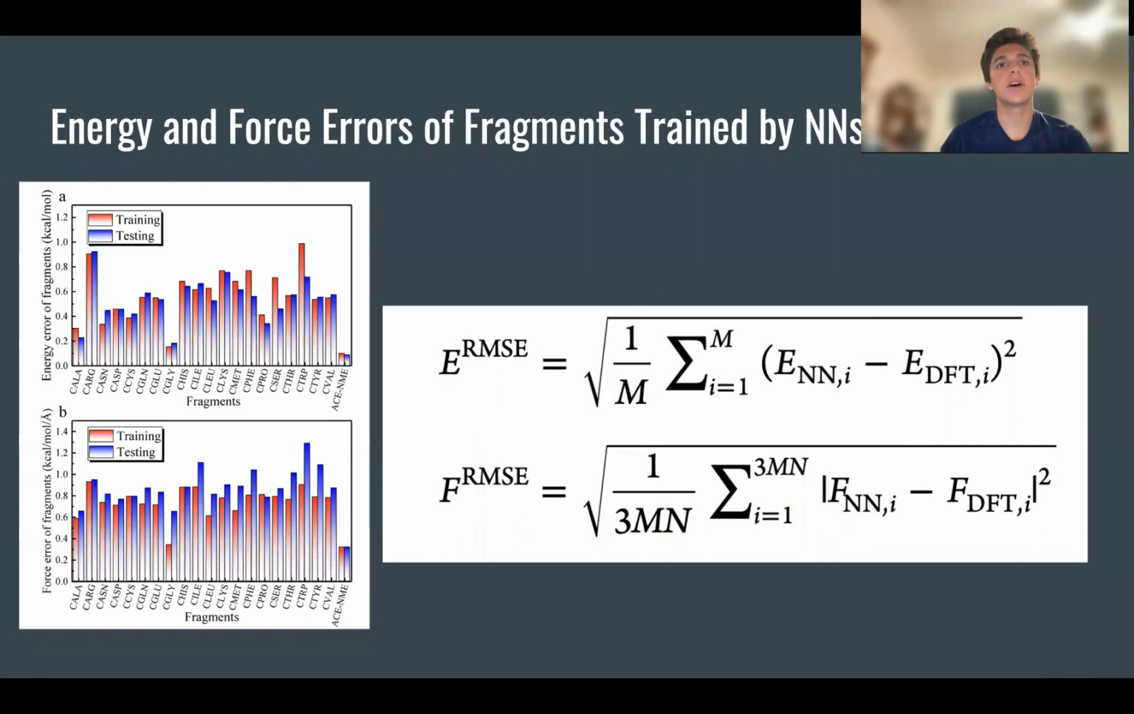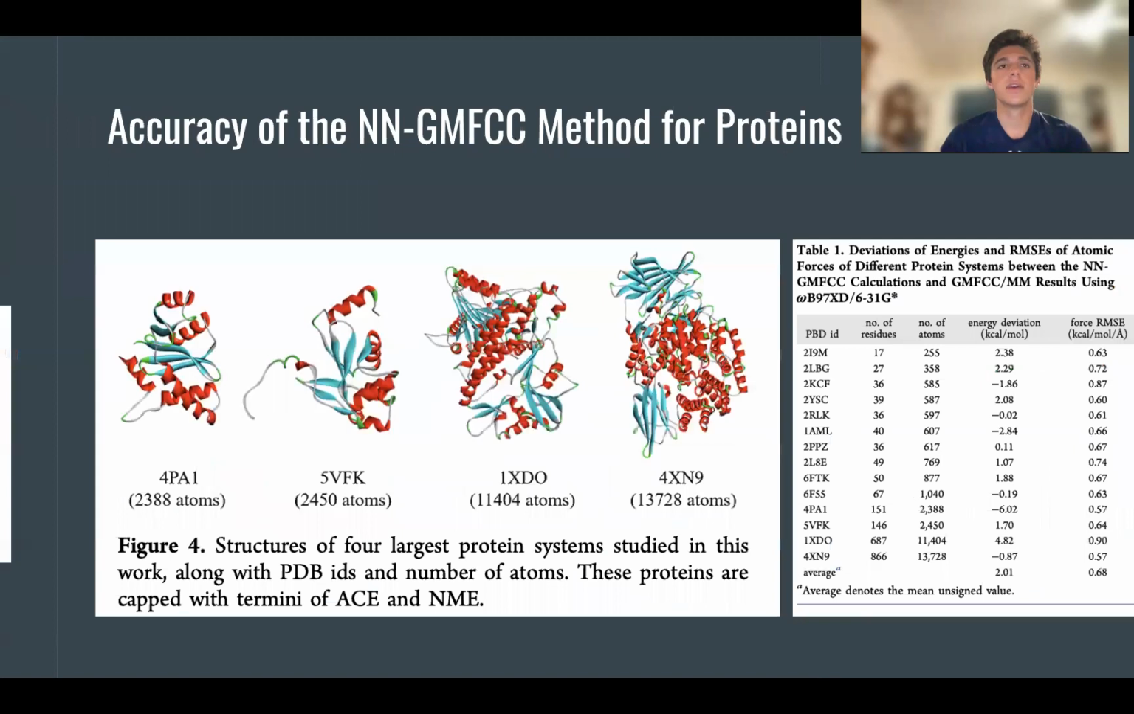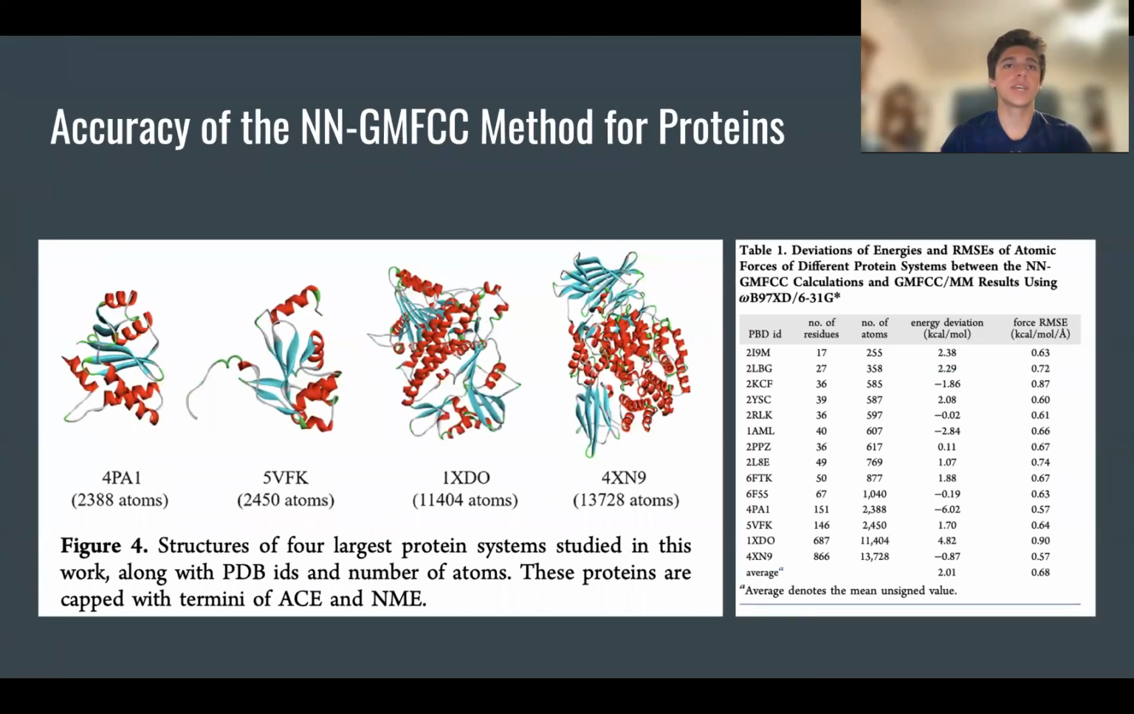The RMSEs of atomic forces in both training and testing sets are no more than 1.3 kilocalories per mole angstrom. Once again, CTRP had the largest error of 1.28 kilocalories per mole angstrom. It's possible that the CTRP had such a large error because it had the most atoms of the 21 fragments. Accuracy of the NN potential energy surfaces for all fragments ensures that the total protein energy will be accurate.